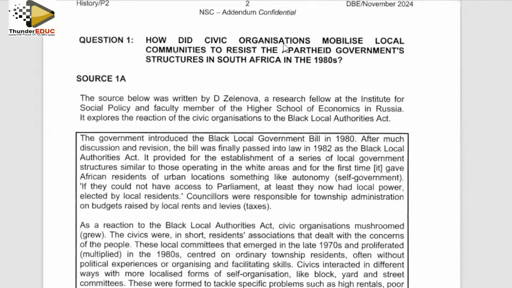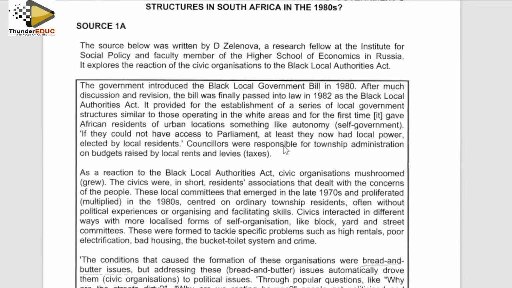Let's look at the response from the source. Right, if you check source 1A, how is it aligned? What is the context of the source? You should also be in a position to figure out the content in the source by reading the context of the source before you get into the source. The source below was written by D. Slinova, a research fellow at the Institute for Social Policy and faculty member of the Higher School of Economics in Russia. It explores the reaction of civic organizations to the Black Local Authorities Act. That is the context of our source.